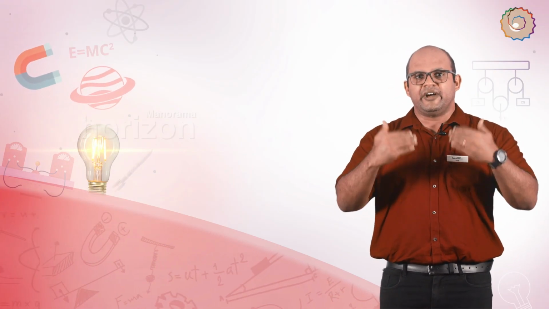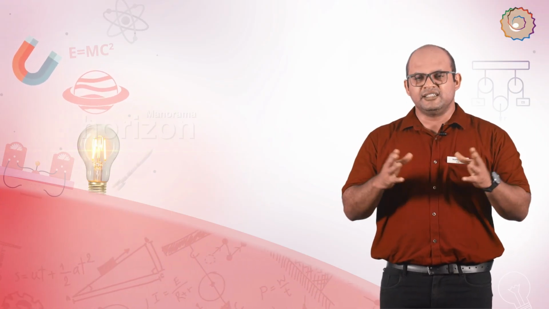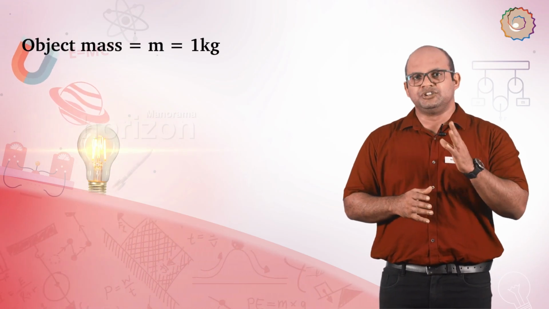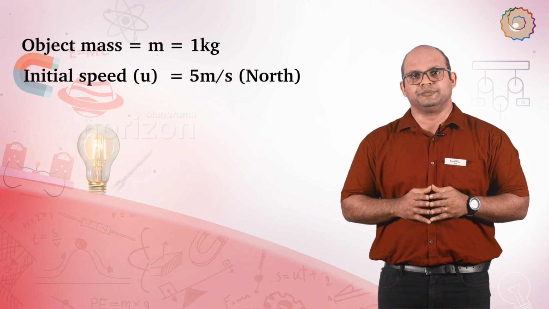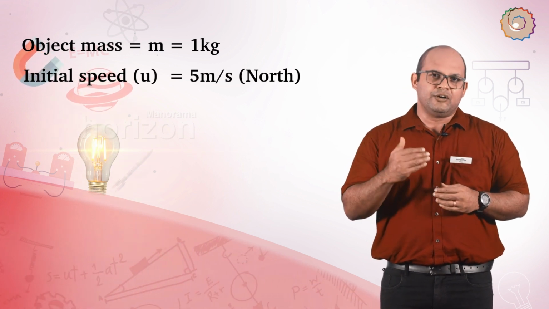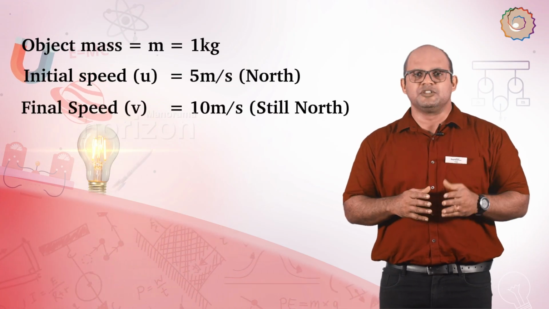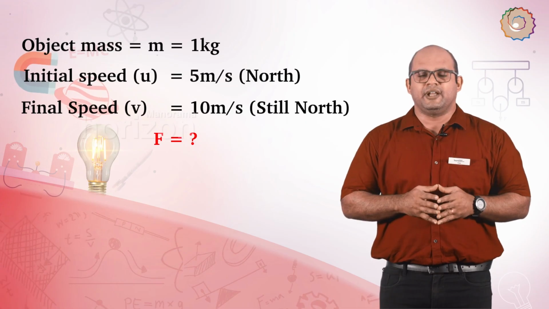Let's try to solidify our understanding of this concept with a simple problem. Let us say that we have an object of mass 1 kilogram that is initially moving at a speed of 5 meters per second in the north direction. A force is applied on this object, and in a period of 5 seconds, the new speed of this object is 10 meters per second in the north direction. What is the force applied?